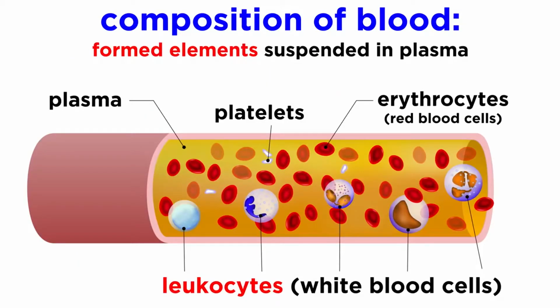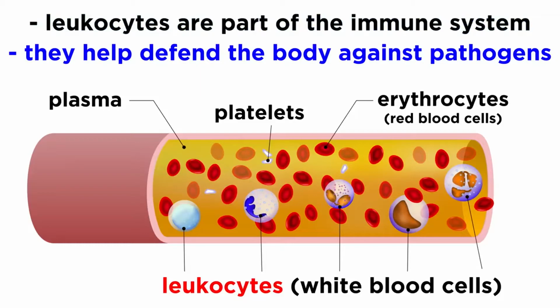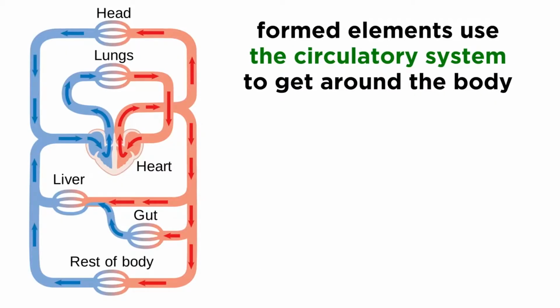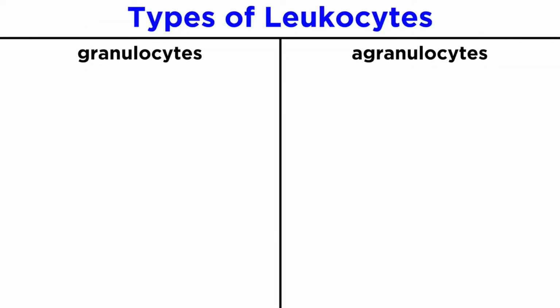Next, let's look at leukocytes, or white blood cells, which, unlike the far more abundant red blood cells, are complete cells with nuclei and organelles. These are part of the immune system, which we will discuss in greater detail later, but for now, we will just understand that these help us defend against pathogens and other harmful things. These use the circulatory system to get around the body, but they can also slip out into other connective tissues to do their work.